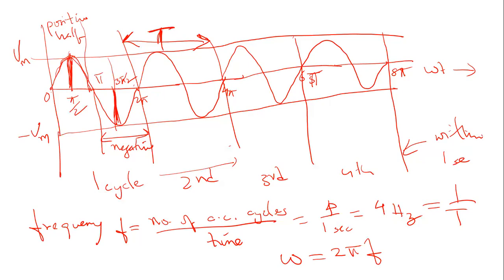As we see, within one cycle of this alternating current signal here, you have a positive half of the cycle and a negative half of the cycle. The positive half of the cycle is between the phase angle of 0 and pi. The negative half is between pi and 2 pi. The subsequent cycles are just a repetition of the same cycle, and the number of cycles per unit time gives you the frequency of your AC signal.